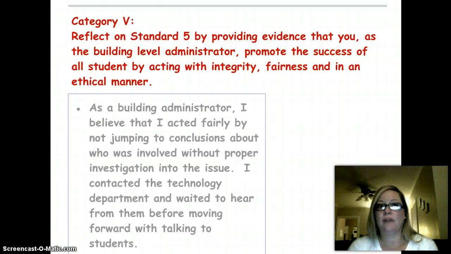And in Category 5, as I reflect on Standard 5, and how I, as a building administrator, would promote the success of all students by acting with integrity, fairness, and in an ethical manner. As a building administrator, I believe that I acted fairly by not jumping to conclusions about who was involved without proper investigation into the issue. I contacted the technology department and waited to hear from them before moving forward with talking to students.